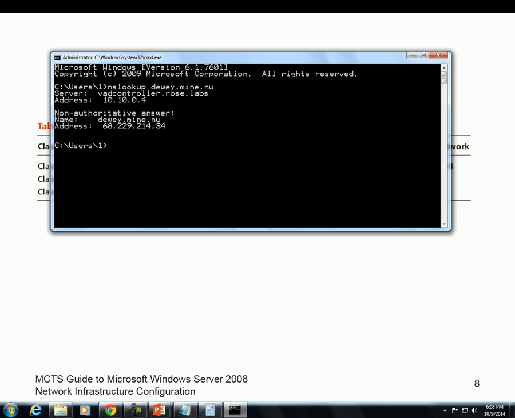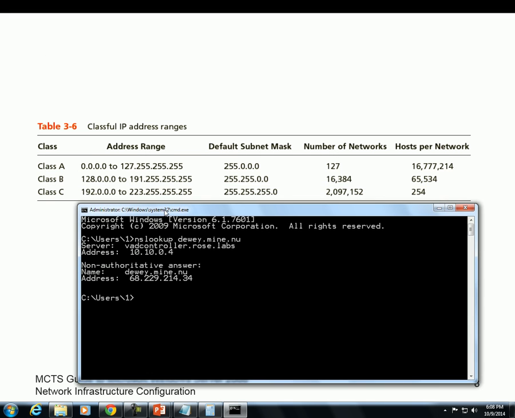Okay, to find my address at home, I use something called nslookup. My address at home is 68.229.214.80 or 34. So which type of network am I in? It's the 68. 68 fits in with Class A. So that means I have a very large network in my house. What do you think?